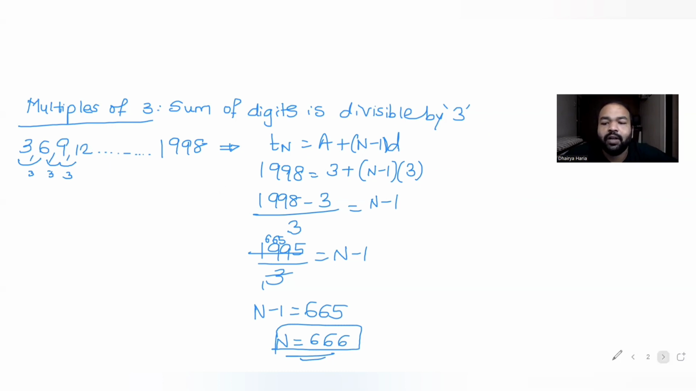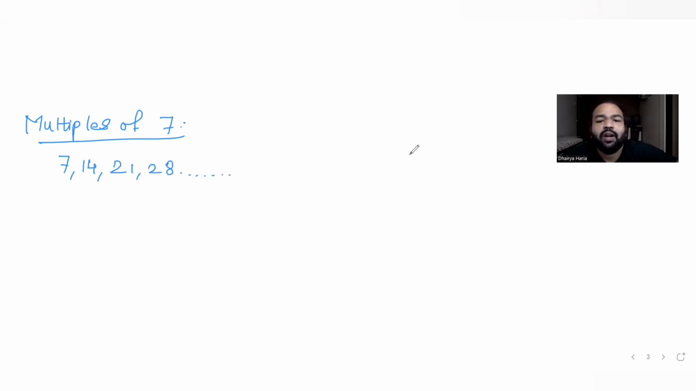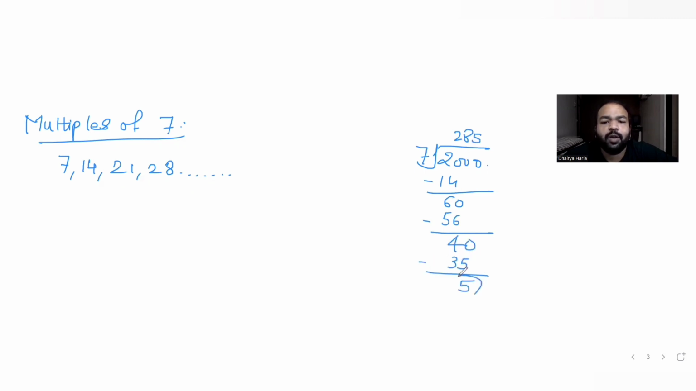Now let's also find the multiples of 7. If I try to find the multiples of 7 from 1 to 2000, the first multiple of 7 is 7, then 14, 21, 28. Likewise, let's try to divide 2000 by 7. I know it's not divisible, but let's try. 7 2s are 14, 60, 7 8s are 56, 40, 7 5s are 35. So that gives me the remainder 5.